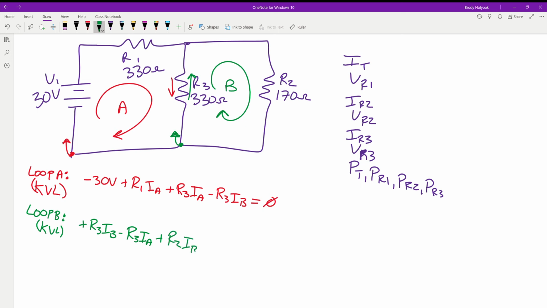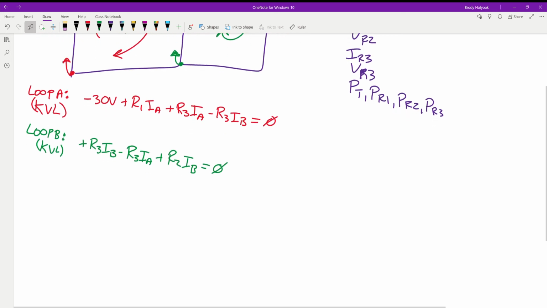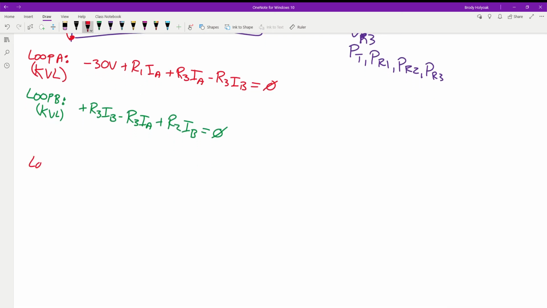R2IB, and we have to set that equal to 0. So with this one, it makes it nice because we don't have another voltage supply in the circuit. So now we need to combine these guys together to where we have the same variables. So let's start putting in some numbers with these guys. So we're going to jump back to loop A. These are original equations. So we have loop A.